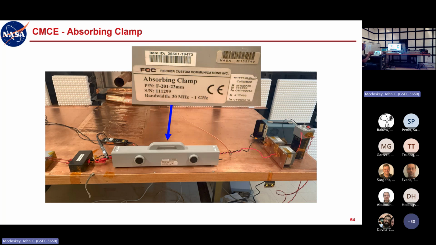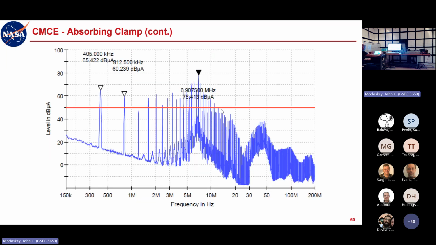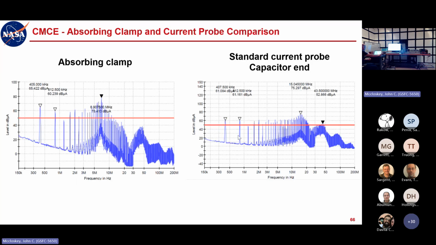So you can have this thing, and we did have this thing calibrated down to 150 kilohertz, but you can see right here, it's specified for use above 30 megahertz. That's where its function as an absorber is most effective. So here are the results that we get with the absorbing clamp. We'll compare that with the standard current probe at the capacitor end, because that's our worst case.